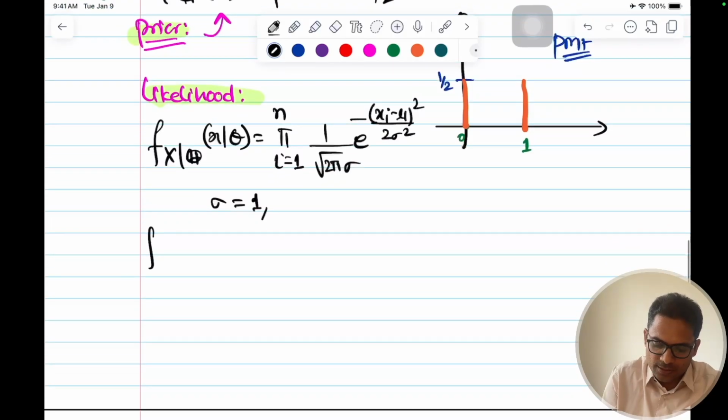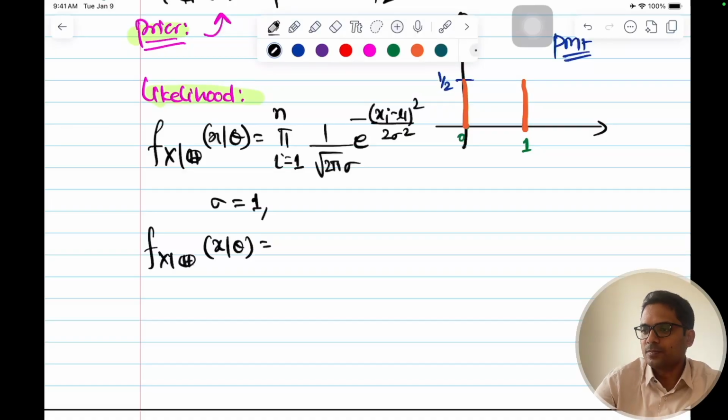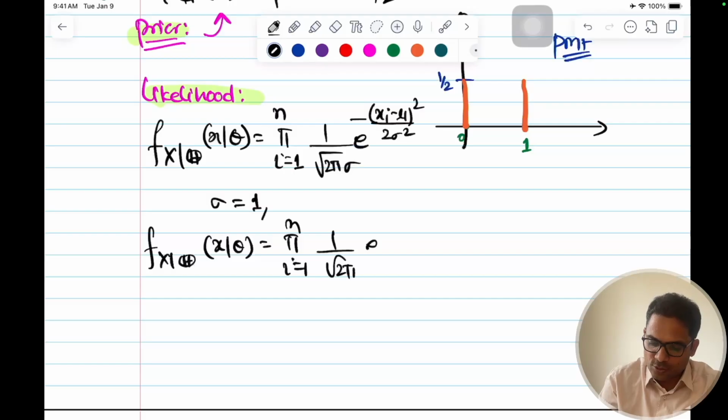Let's put this in: f of x given capital theta is equal to the product over i equal to 1 to n of 1 by root 2 pi, and this sigma is 1, so I'll let it be, and e to the power minus (xi minus mu) whole square. There will be nothing in the denominator.